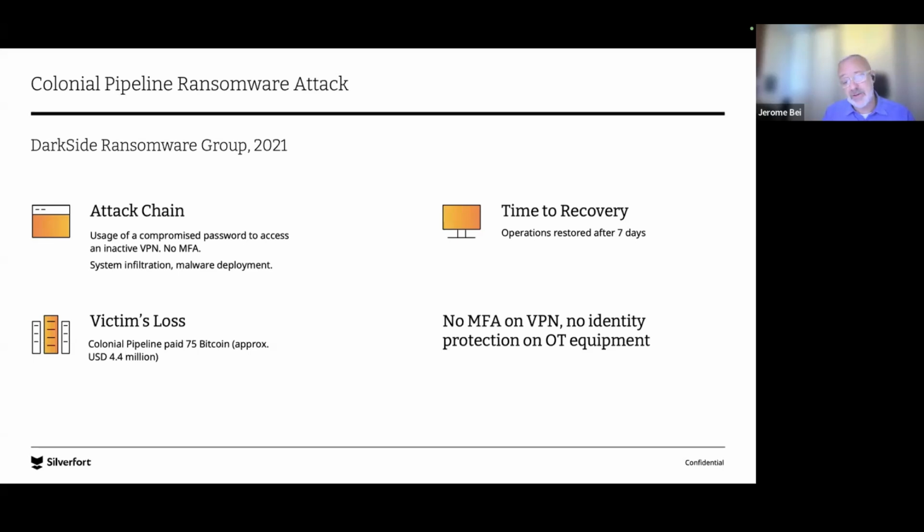And the way they got in was very simple. The victim, Colonial Pipeline, had VPN access to the environment, and they didn't really maintain that. So there was an inactive VPN that was just being misused. There was no multi-factor authentication on that VPN, so it was very easy for the attacker to get in.